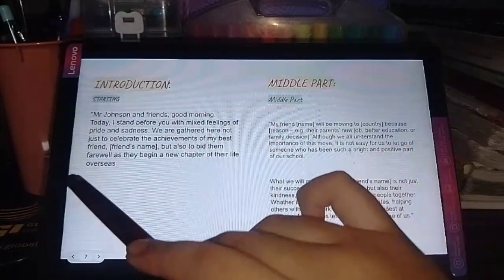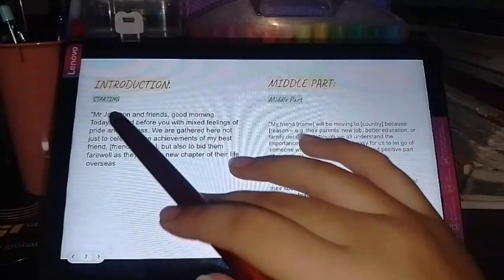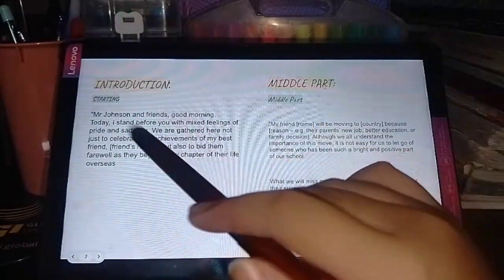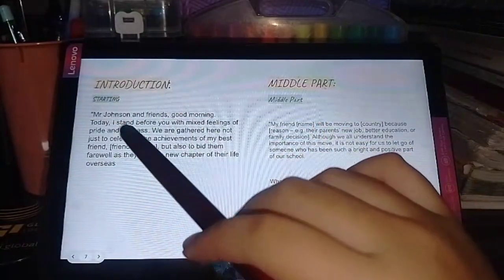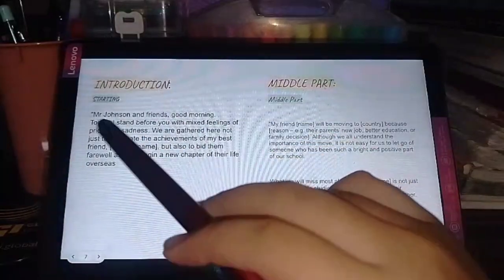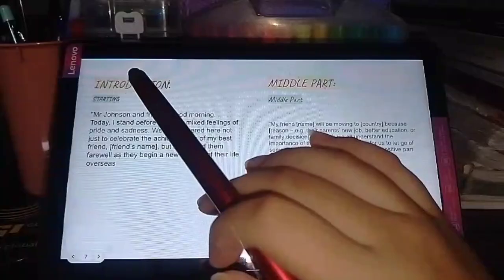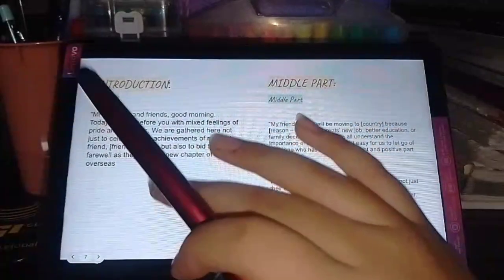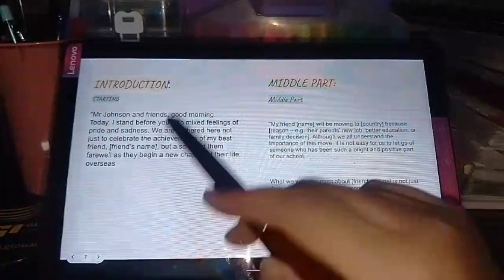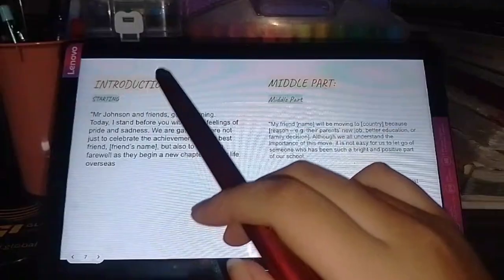"Good morning." Now, the most important thing about CIE is that they don't like it when you include slang words in directed writing, like "hi guys, how are you guys." No, you should not write this. You have to use "good morning" in a polite way.